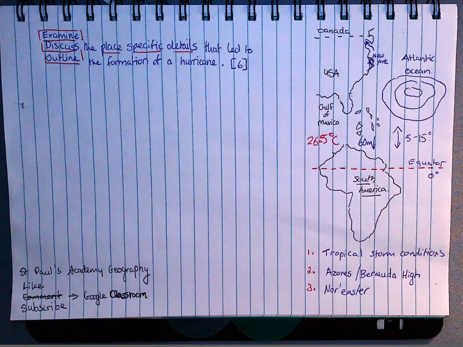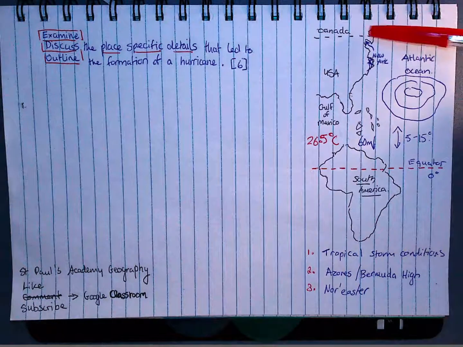I've boxed 3 command words that can come up in terms of the question being asked: examine, discuss, and outline. But in all of those wordings of the question, we're going to be asked to do the same thing, which is outline, discuss, or examine the unique conditions that were required for the storm that we're looking at, which is Hurricane Sandy, to form and eventually land around New York.